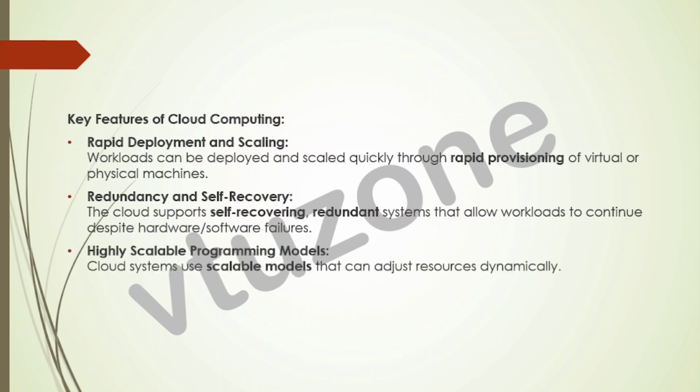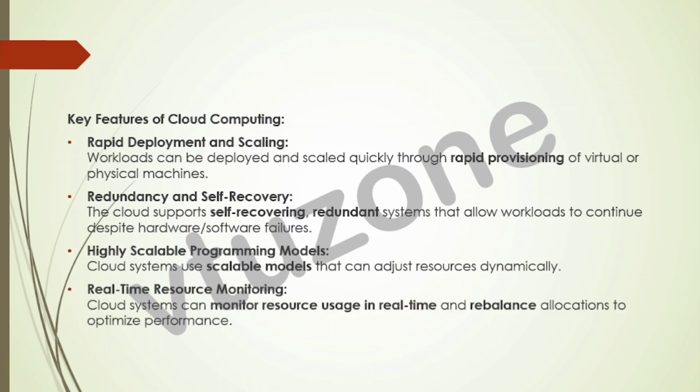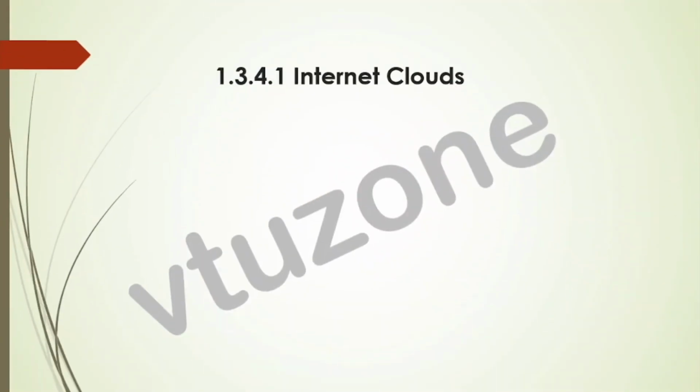Then highly scalable programming models. The cloud platforms are designed to grow or shrink resources based on demand. For example, an online store can handle 1000 users or 1 million users by automatically adjusting resources. The next feature is real-time resource monitoring. So cloud systems constantly watch how much CPU, memory or storage is being used and adjust things to keep the system running smoothly. And the next topic is internet clouds.